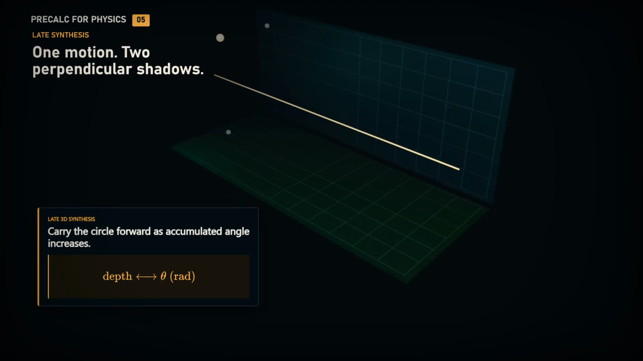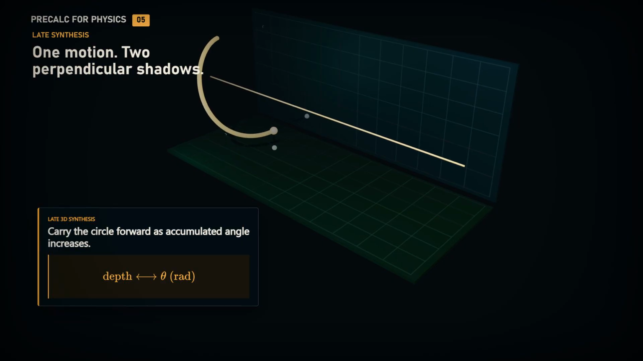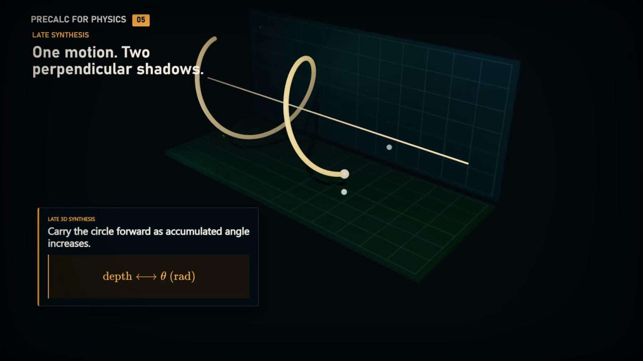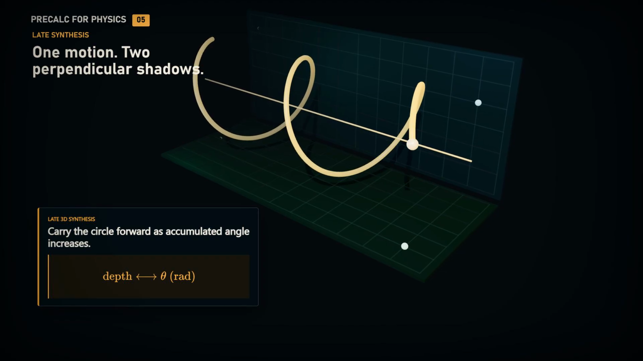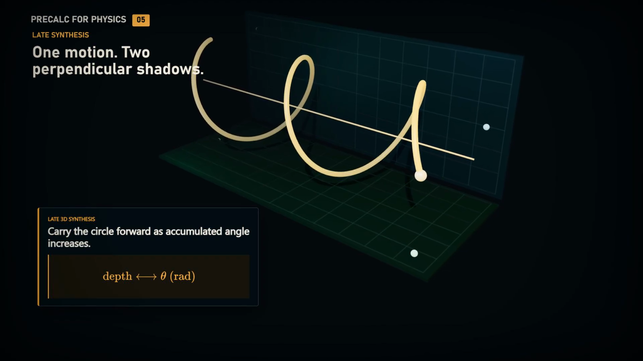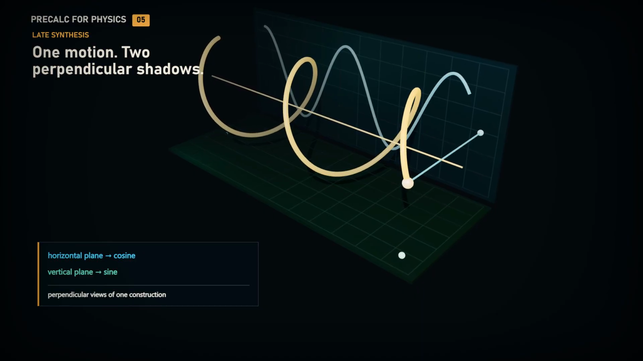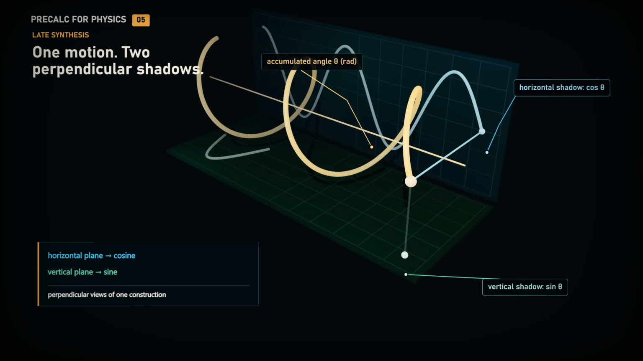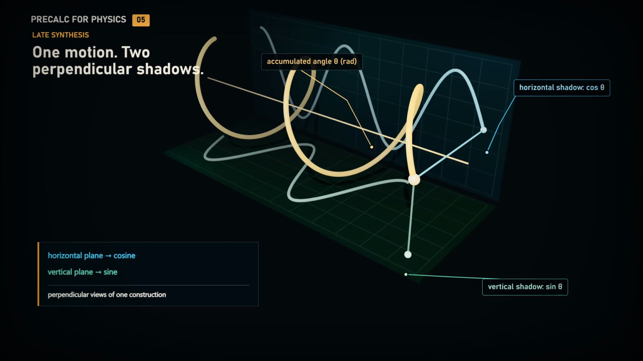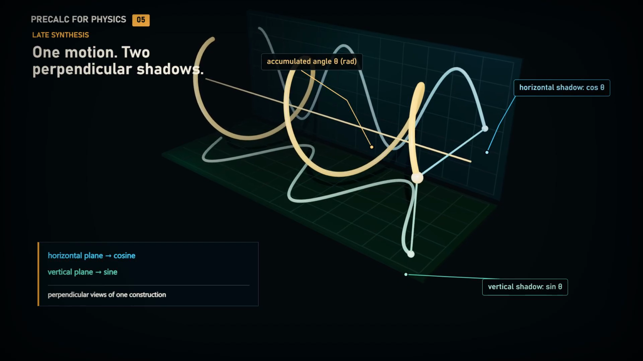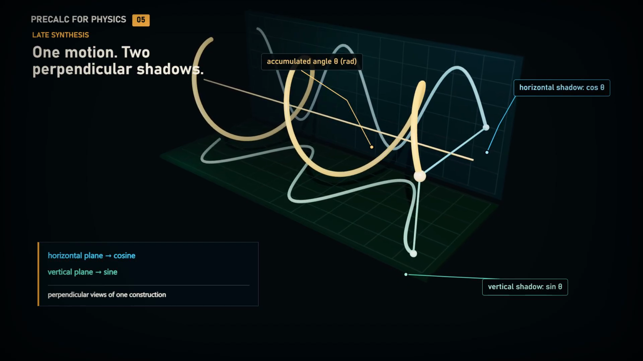There is a compact way to see both graphs at once. Let accumulated angle extend into depth while the point continues circling. The path becomes a helix, a circle carried forward as theta increases. Project that helix onto the horizontal coordinate plane, and its shadow is a cosine graph. Project it onto the vertical coordinate plane, and its shadow is a sine graph. The two familiar curves are perpendicular views of the same angle-indexed construction.